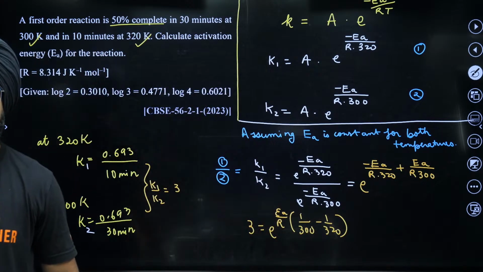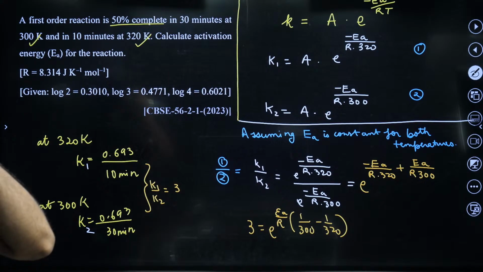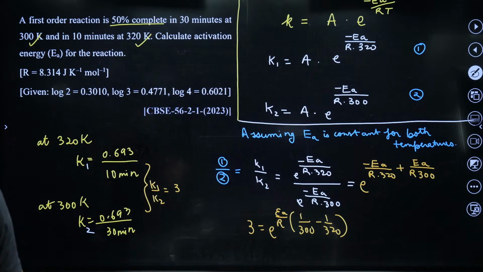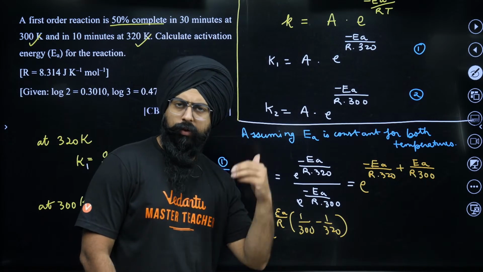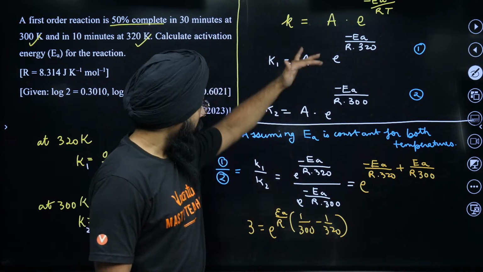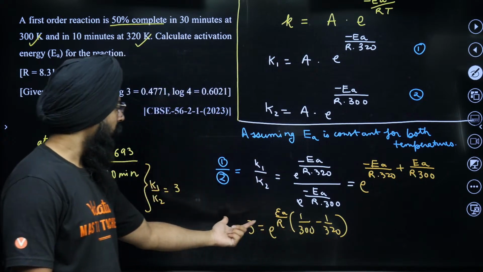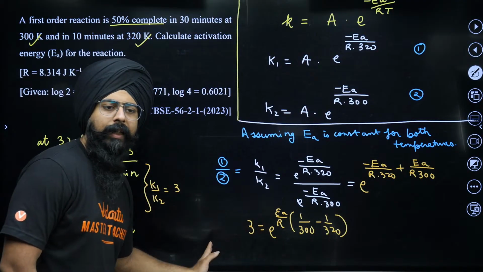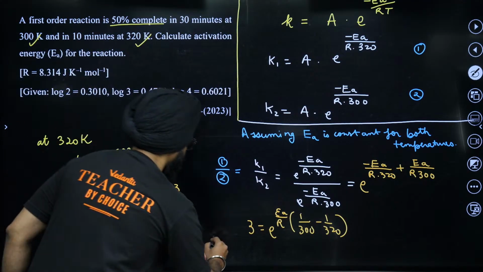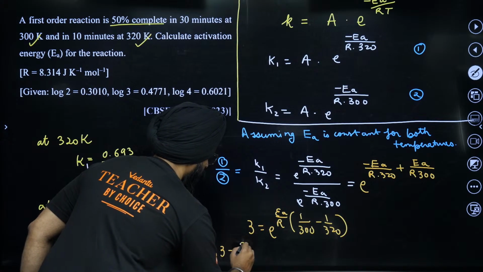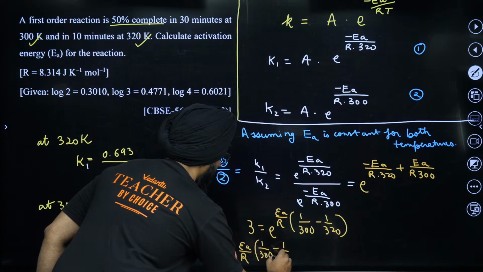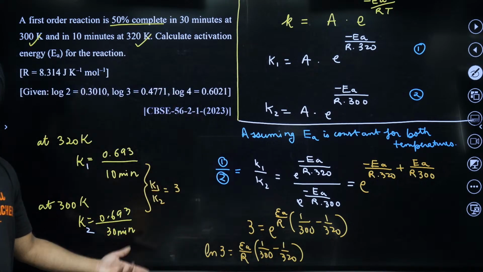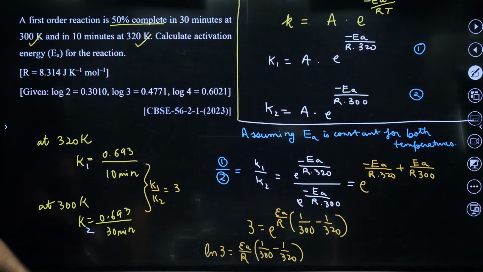Now can you solve this mathematical equation? Can we solve this mathematical equation? You can do the logarithmic form as well. There is one question where I will use the logarithmic form. It's okay. But this is also one way in which we can easily solve. See, this is a very simple expression, no? I take ln on both sides. I can say ln of 3 is equal to EA by R into 1 by 300 minus 1 by 320. Simple. Log 3 is given. You can use that over here. Done.